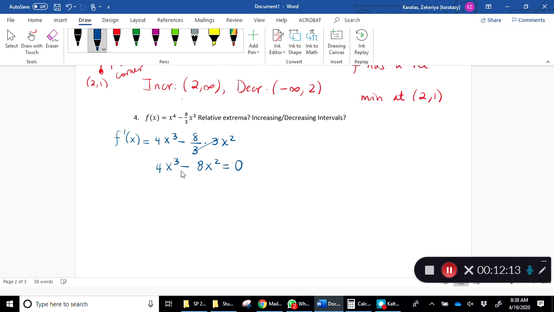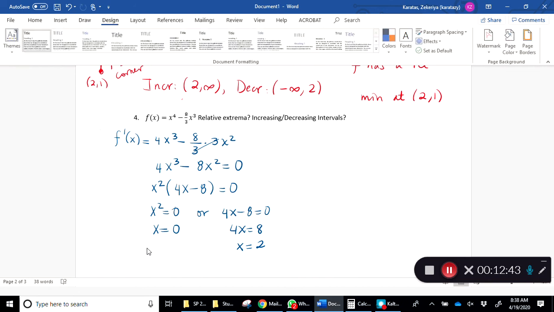Set that equal to 0. You can factor out an x squared, or you can do more than that, but let's factor out an x squared. You got x squared times 4x minus 8 equals 0. So x squared equals 0 gives you only one 0, which is 0. Or we got 4x minus 8 equals 0, which gives you 4x equals 8. So x equals 2. So now we got 2 critical numbers.